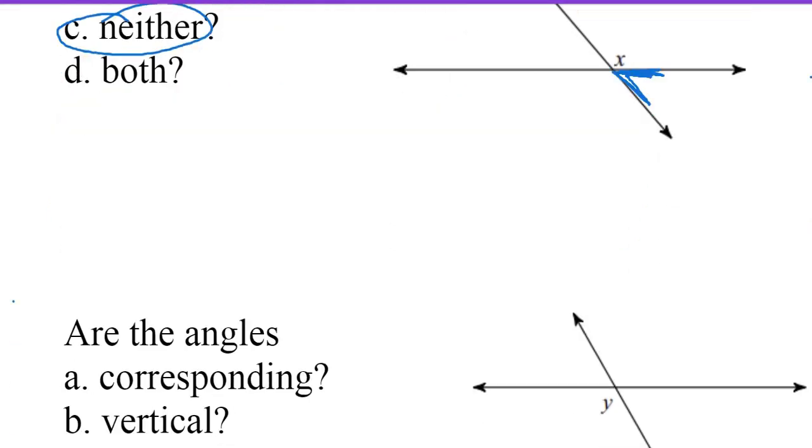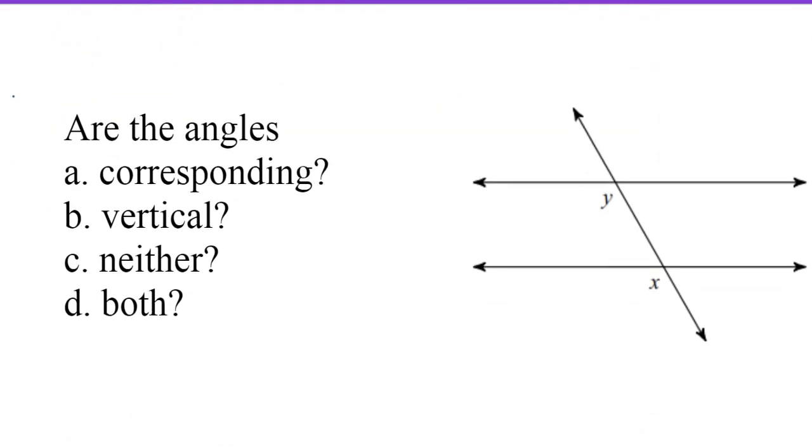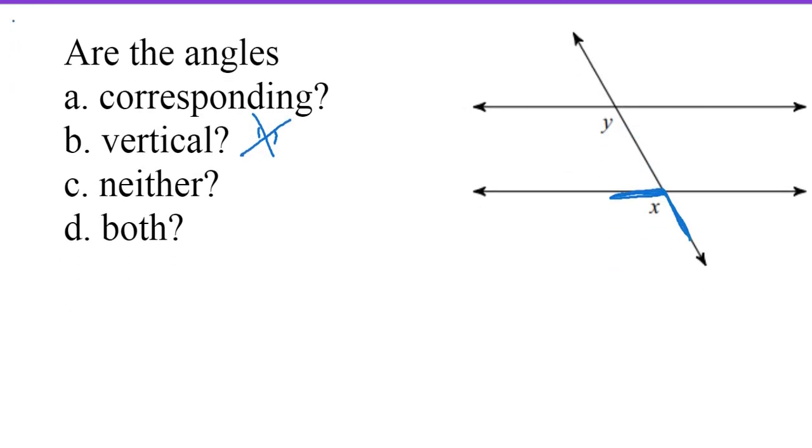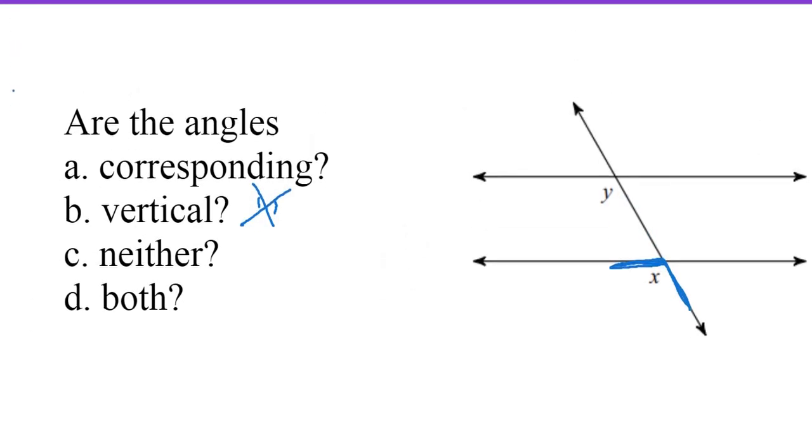Next problem. Are these angles corresponding, vertical, neither, or both? Again, they're not vertical because I don't have one angle across from the other, but they might be corresponding. So let's see if I can translate angle Y onto angle X. Well, yes, I can. So they are corresponding.